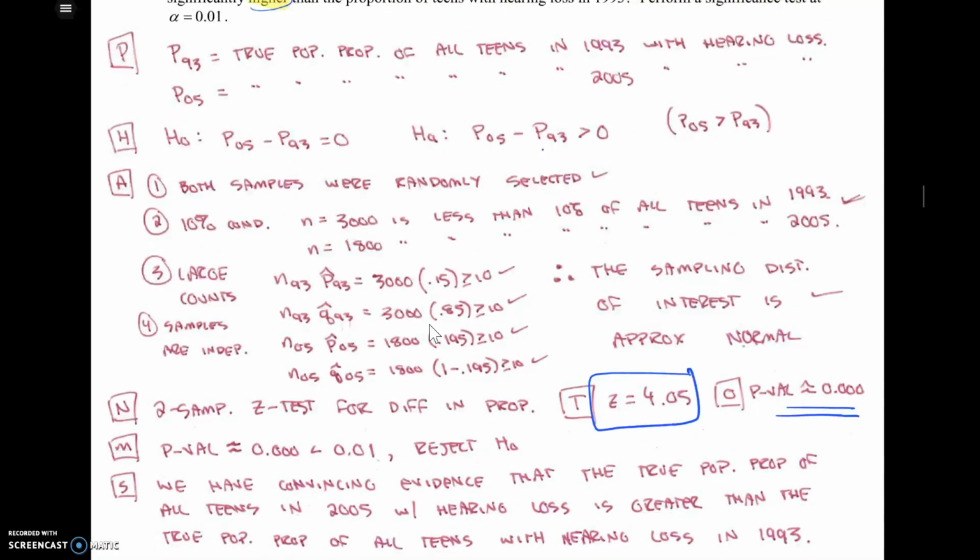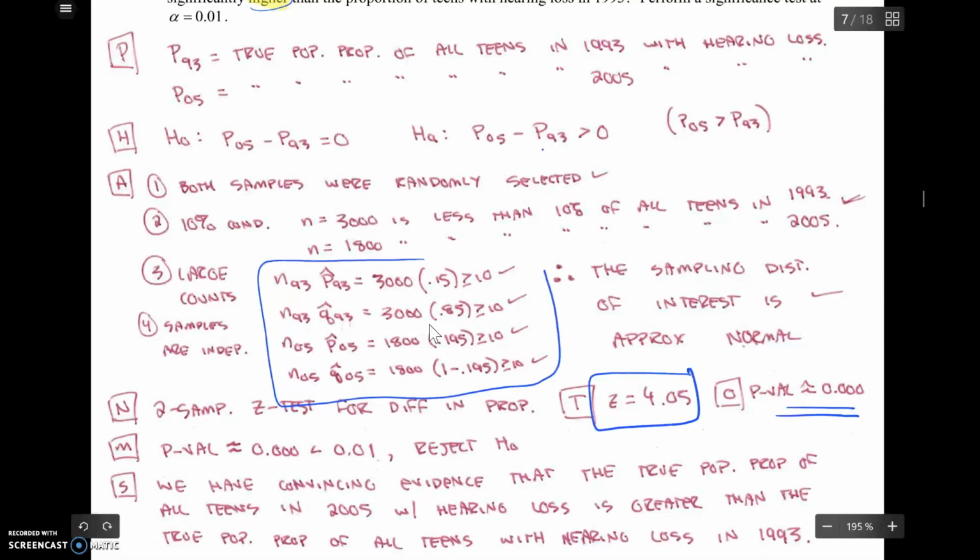Check the conditions. Both samples were randomly selected. 10% condition, n equals 3,000 is less than 10% of all teens in 93. 1,800 is less than 10% of all teens in 2005. Check them for both. Large counts, we're checking 4 different things. You don't have to write this, but you do have to have either that number down or the product to show the number, and you do have to compare it to 10. Okay.